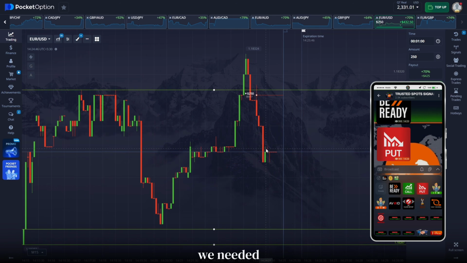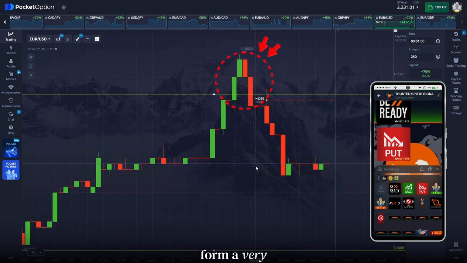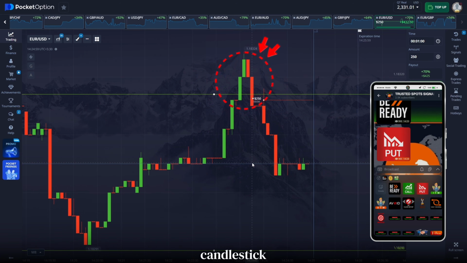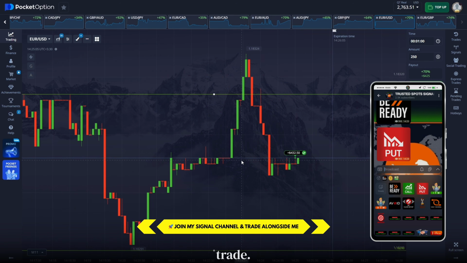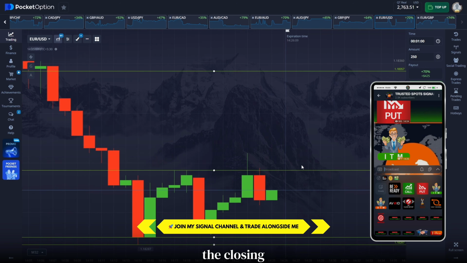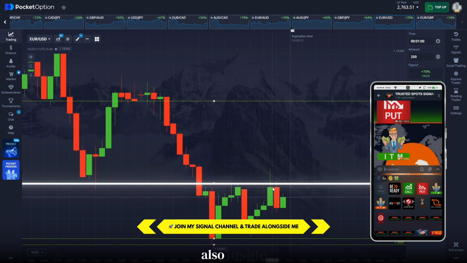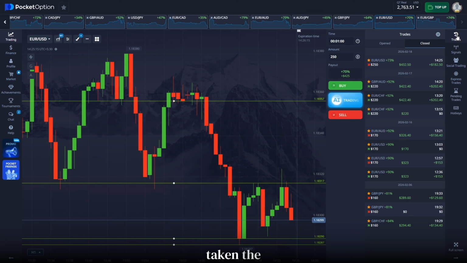What we needed was a confirmation from the sellers. Just focus here. These 2 candles are also a good reversal pattern. But if you compare these 4 candles, they together form a very strong candlestick confirmation that suggests that price is going to reverse, and that's the reason I placed this trade, because the price formed a reversal pattern. The closing of the 1 minute candle was also inside, and that's the reason I placed this trade. Now we have taken the first trade.